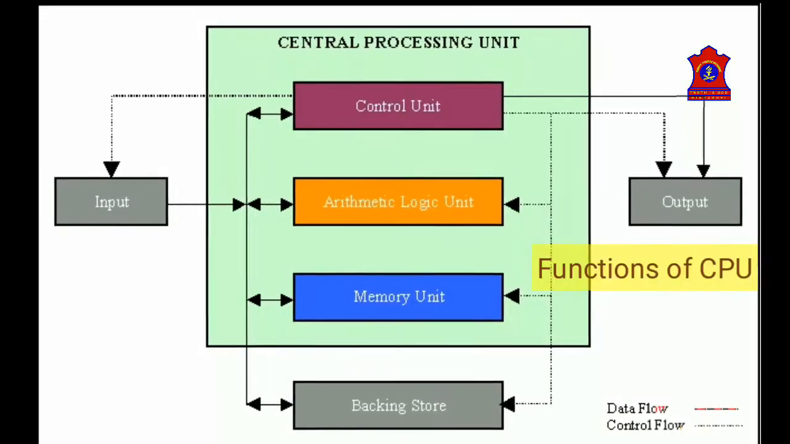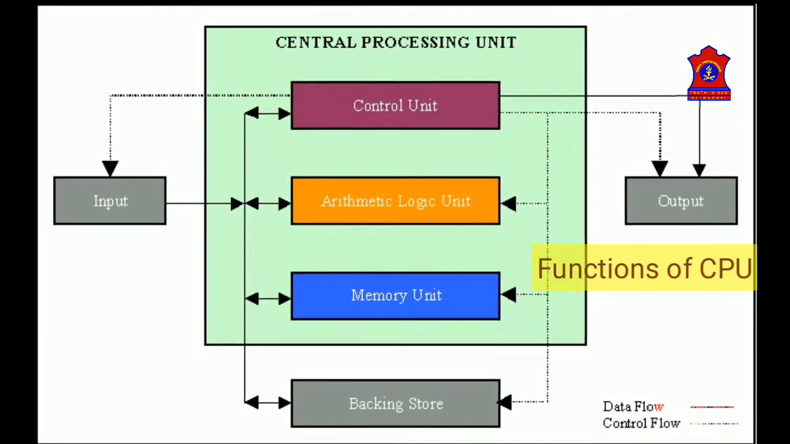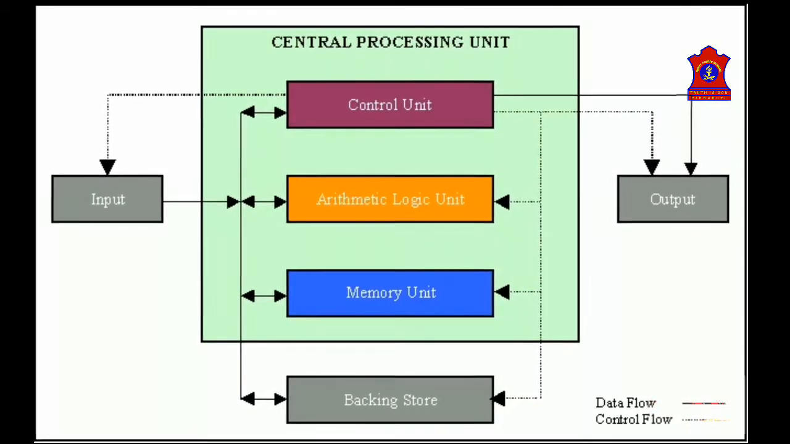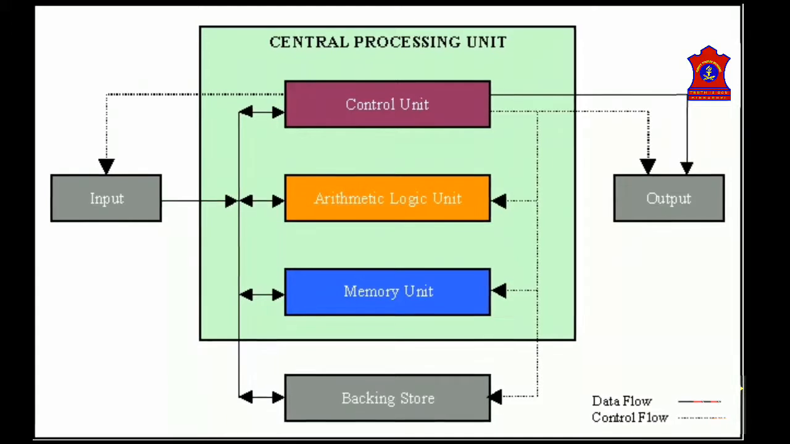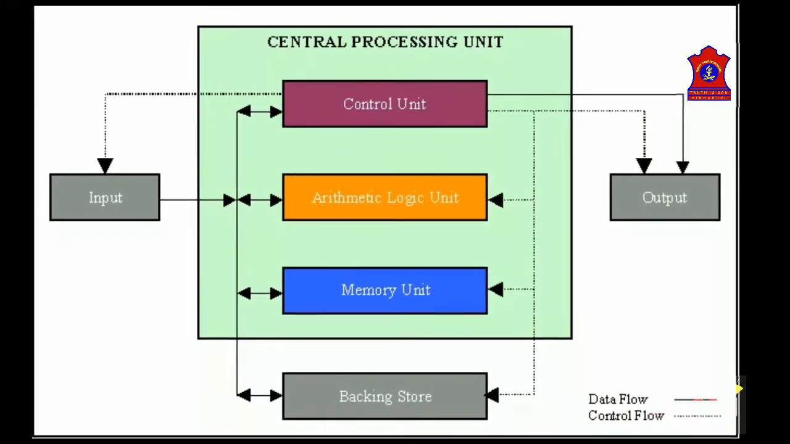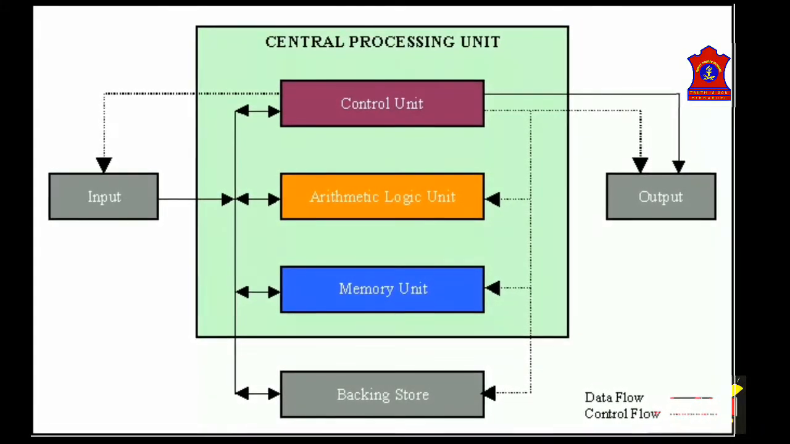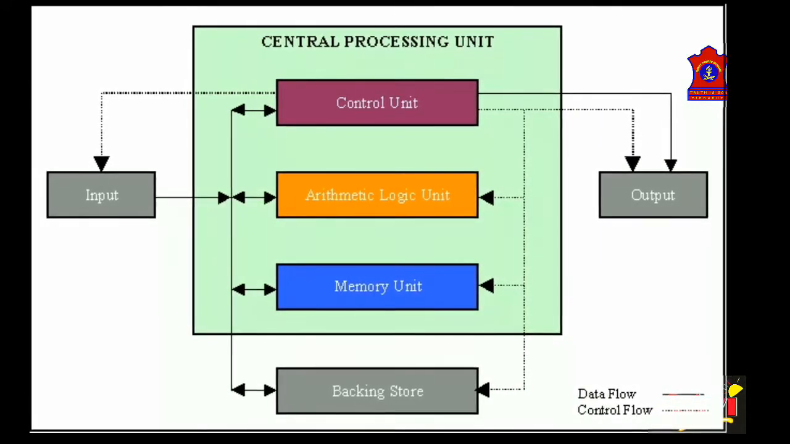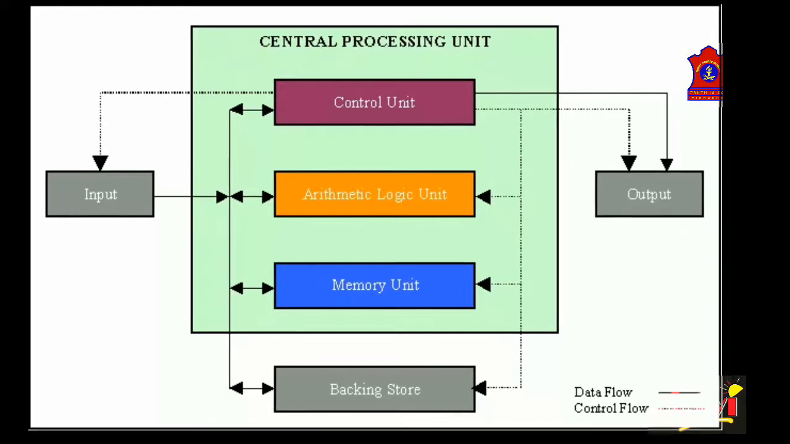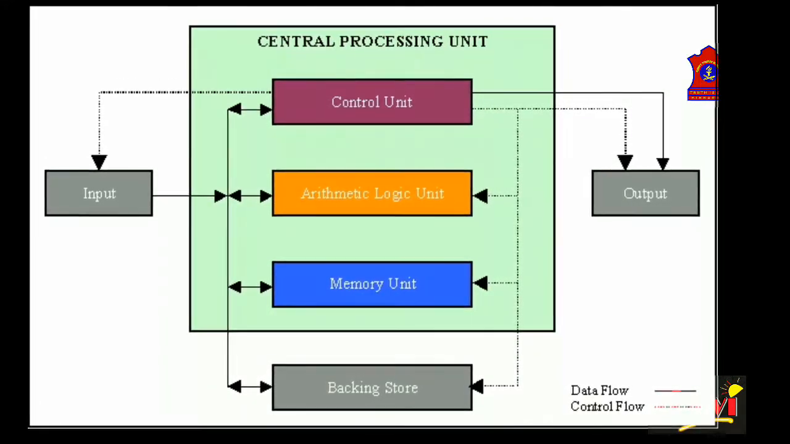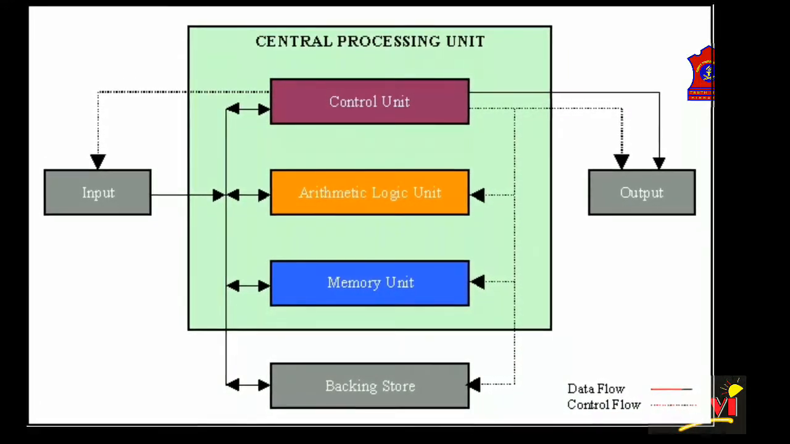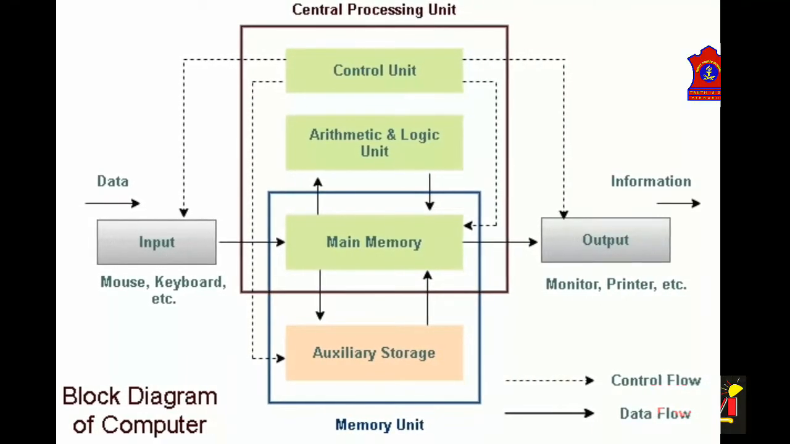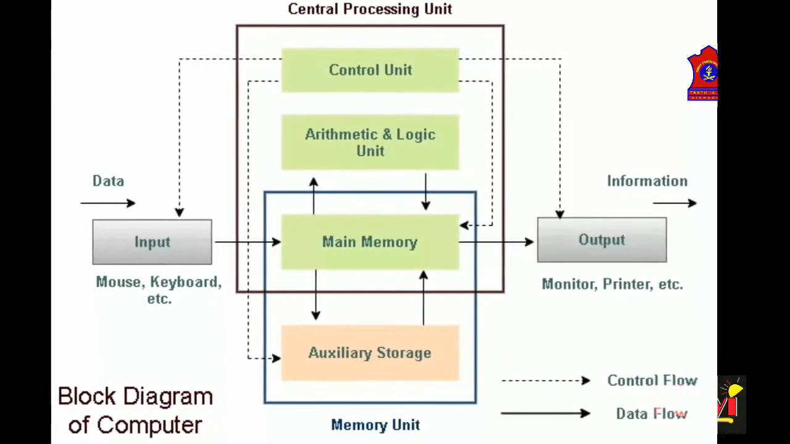Now let's learn some of the functions of CPU. The main function of CPU is to control the functions performed by the other components of the computer. As it is the central processing unit, everything to be processed passes through it. Here CPU performs all the calculations and manages most of the operations.